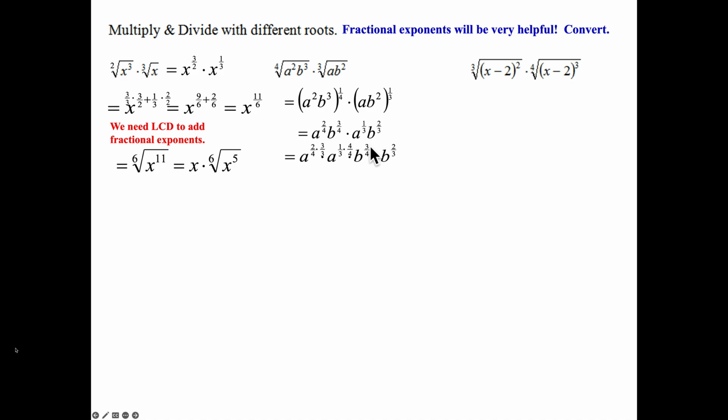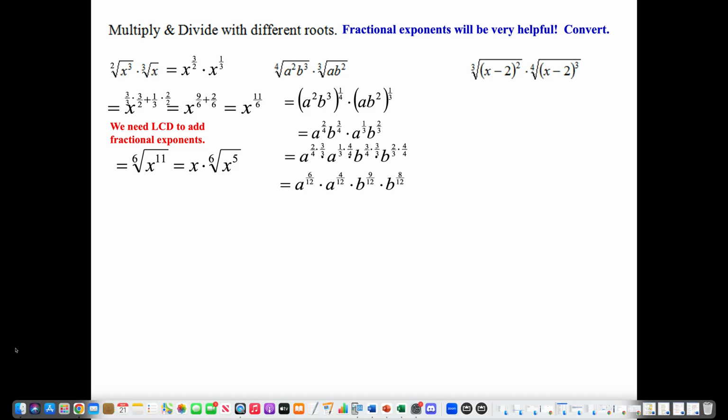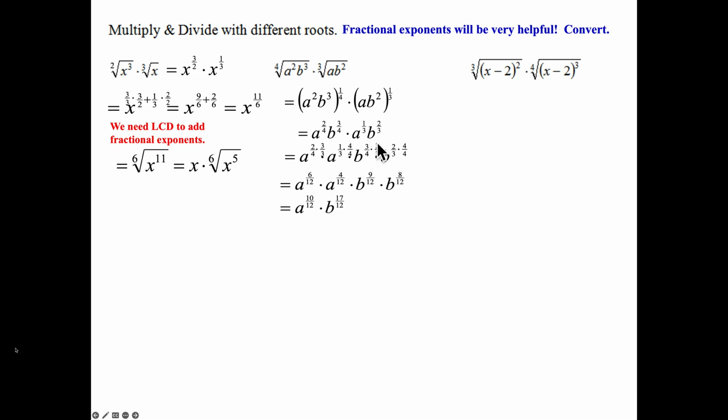Then b to the 3/4 times b to the 2/3, common denominator 12. The 3/4, 3 over 3 is multiplied to it, and 4 over 4 is multiplied to the 2/3. This will change all your denominators to 12s. 6/12, 4/12. Don't cancel anything. We want everybody to have a denominator of 12. Over here, 9/12, 8/12. Now we add together. 6/12 plus 4/12 is 10/12. 9/12 plus 8/12 is 17/12.